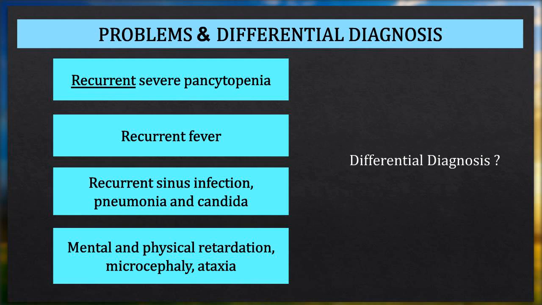So this is the problems, just a summary, so then we can discuss a little bit. We have recurrent severe pancytopenia, recurrent fever, recurrent sinus infection with pneumonia and candida, mental and physical retardation with microcephaly and ataxia. So I don't know what you think about it. Okay.